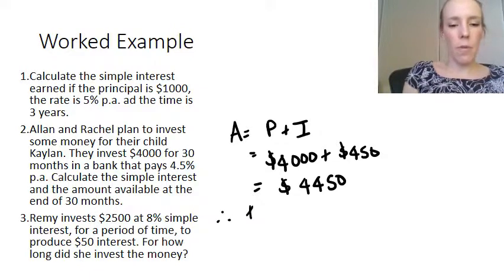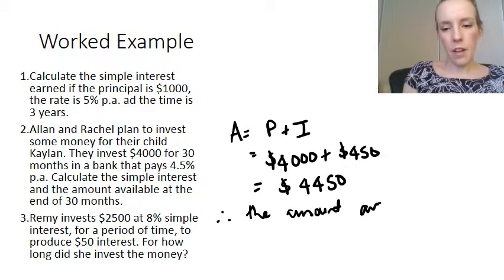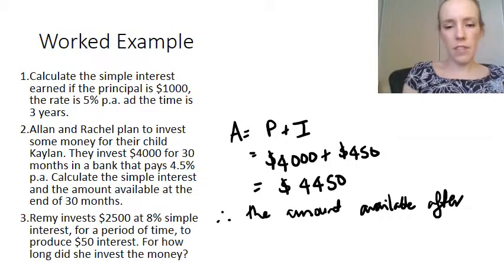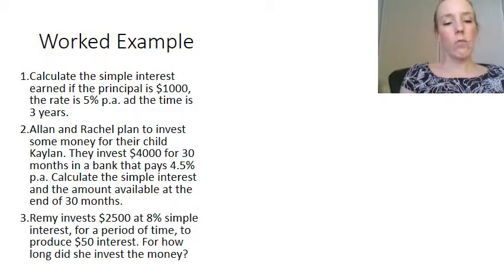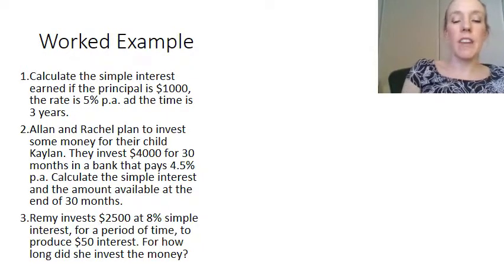So therefore, the amount available after 30 months is $4,450. Okay, so for C, Remy invests $2,500 at 8% simple interest for a period of time to produce $50 interest. For how long did she invest the money?